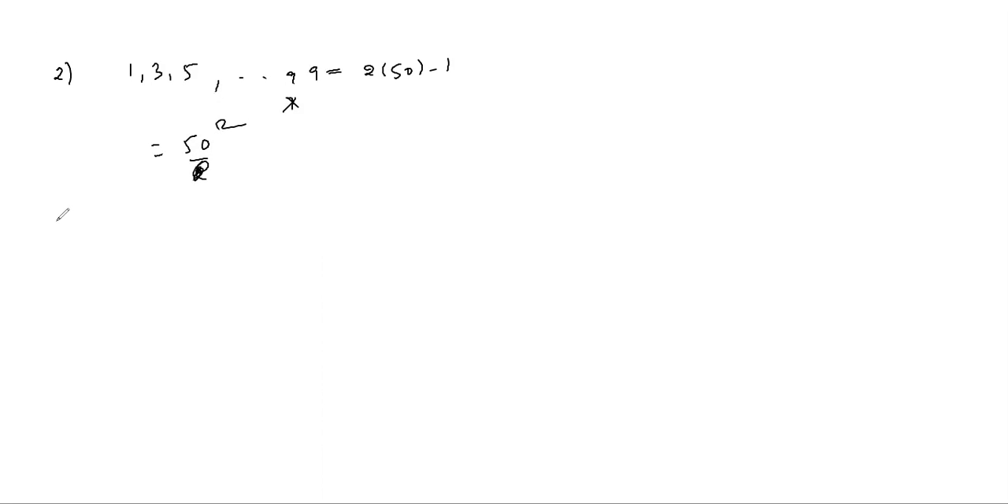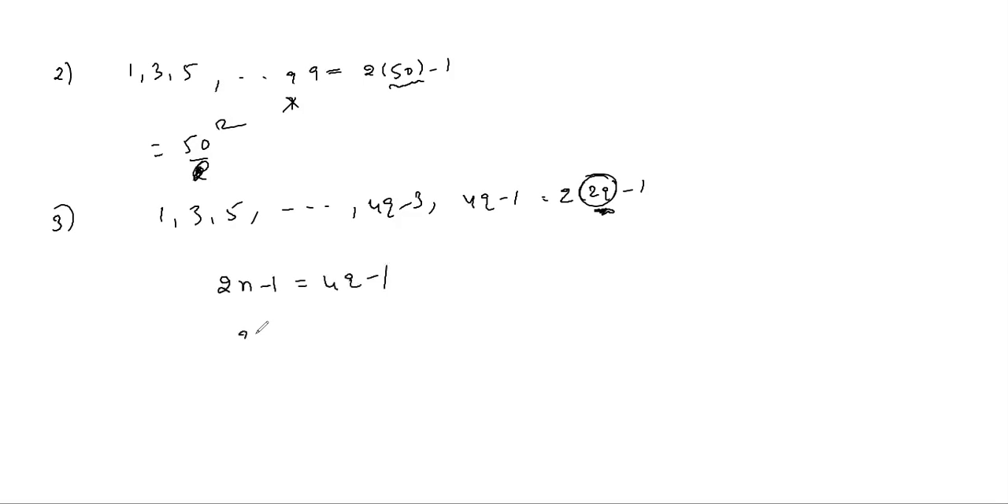2500. Third problem: 1, 3, 5 and so on, 4q minus 3, 4q minus 1. All are odd terms only here also. 4q minus 1 you can write as 2 into 2q minus 1. In place of n, what do we have? 2n minus 1. Number of terms: 2q. Otherwise we take odd terms, 2n minus 1 equals 4q minus 1, 2n equals 4q, n value is 2q. So the number of terms is 2q. 2q whole square is the answer, 4q square.